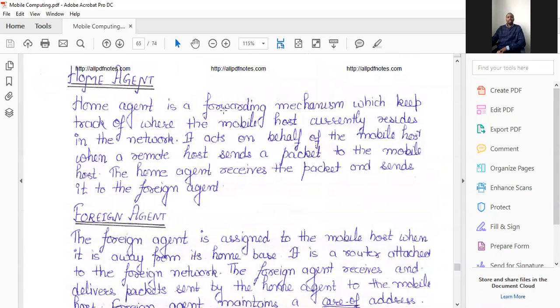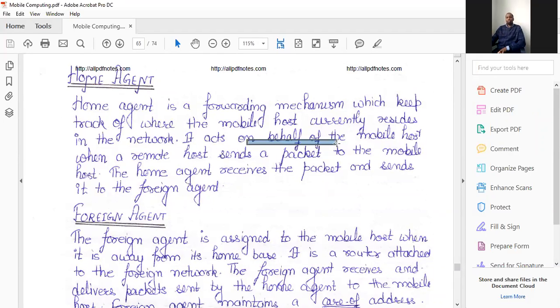So home agent is basically a mechanism. It is like a networking algorithm, a way of doing things. So a home agent is like a networking algorithm, which basically does one thing. It keeps track of where a mobile phone is.